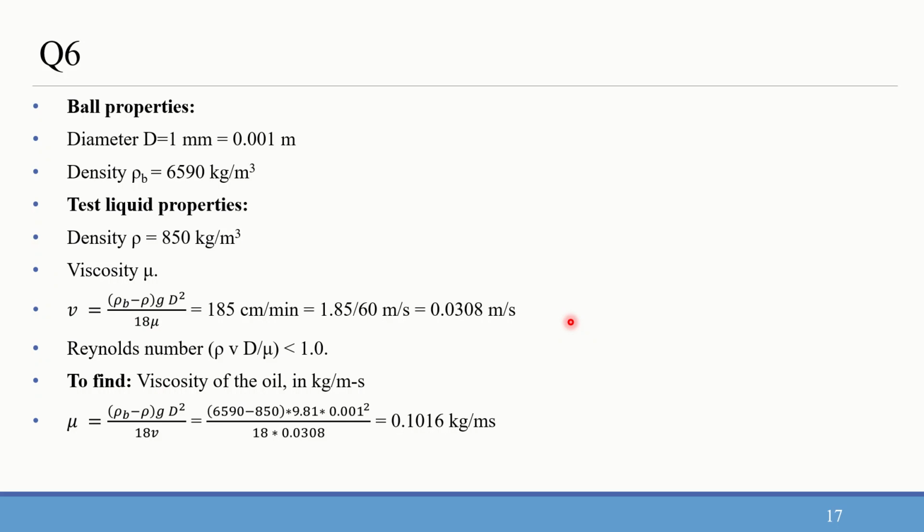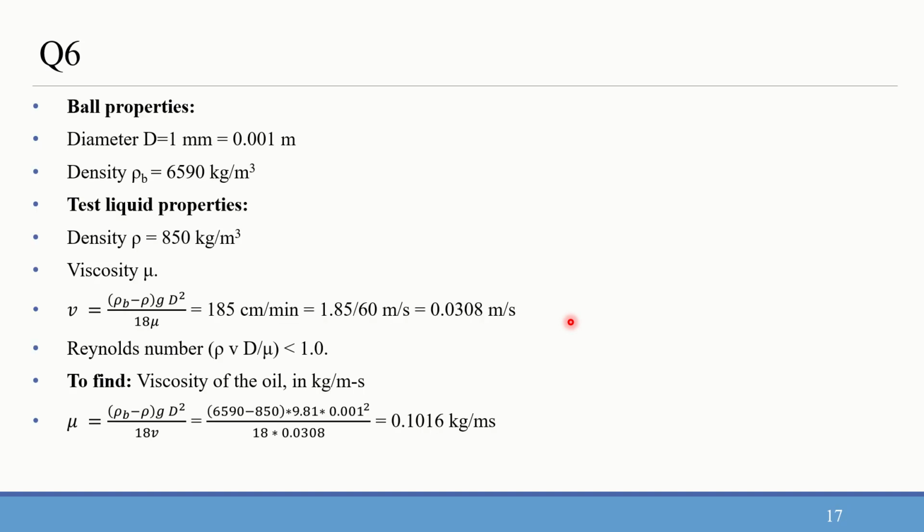On substituting everything, I'll just recalculate it once again. It is 9.81 into 0.001 square divided by 18 divided by 0.0308. It is 0.1016 kg per meter second. So viscosity we got as 0.1016 kg per meter second. So viscosity of the oil we have found out like this. Now we have calculated question 6. Now we will move to question 7.